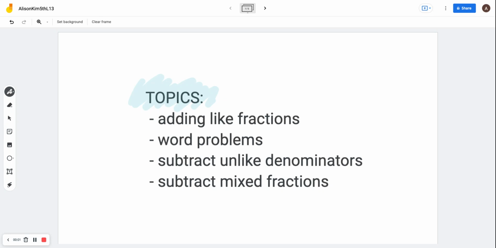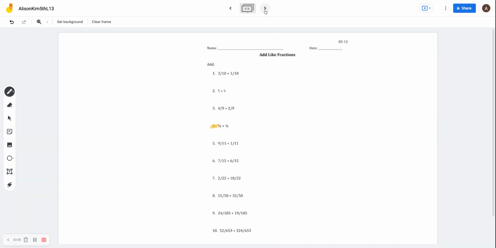Hi, fifth graders. Today's topics are going to be adding like fractions, word problems, subtracting unlike denominators, and subtracting mixed fractions. We're going to get started with adding like fractions, which means that the denominators are going to be the same, so we don't need to worry about changing anything about the denominators. We just need to worry about the numerators. So let's do number 4.